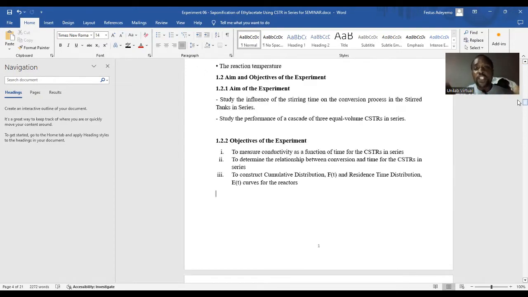Good. The aim of this experiment is to study the influence of the stirring time on the conversion process in the stirred tanks in series. The objectives of the experiment are: 1, to measure conductivity as a function of time for the CSTRs in series, to determine the relationship between the conversion and time for the CSTRs in series, and to construct the cumulative distribution and residence time distribution curves for the reactors.